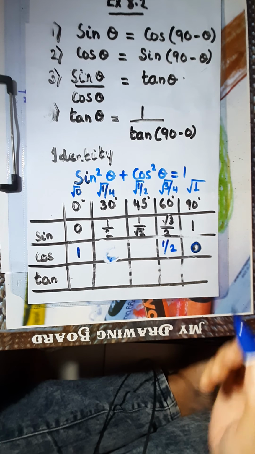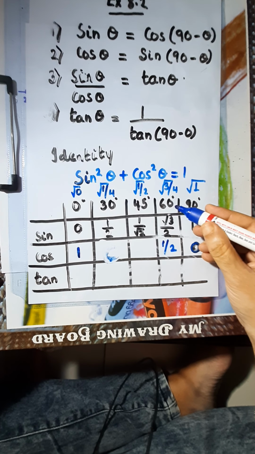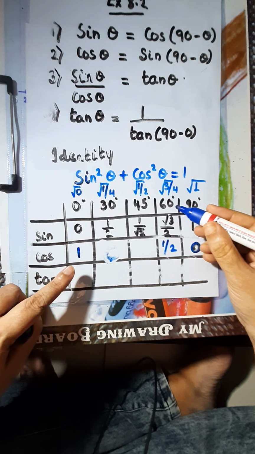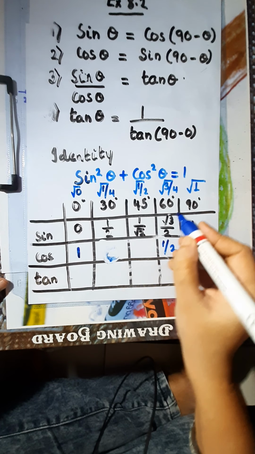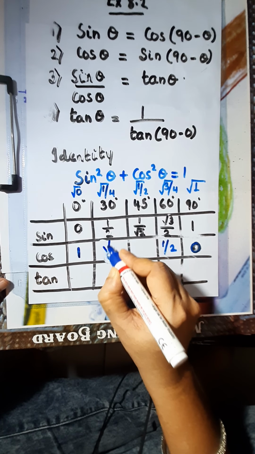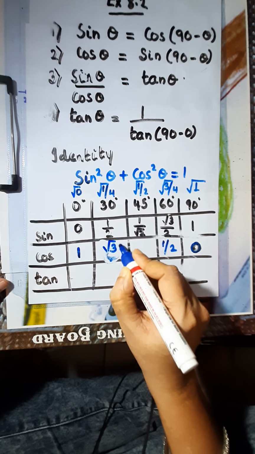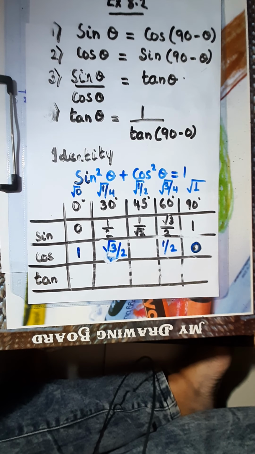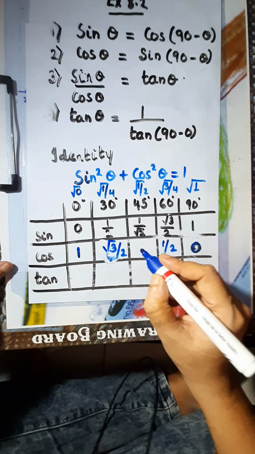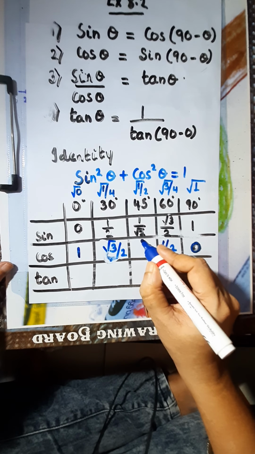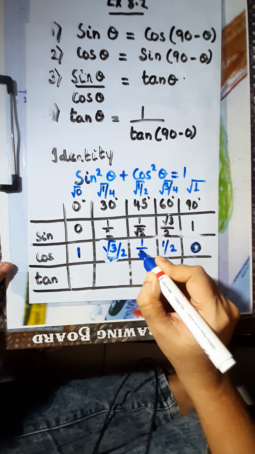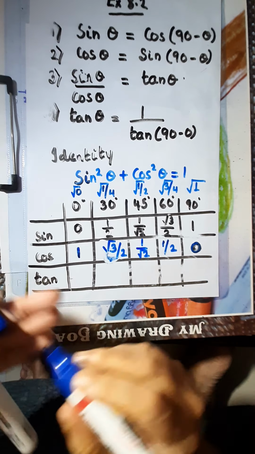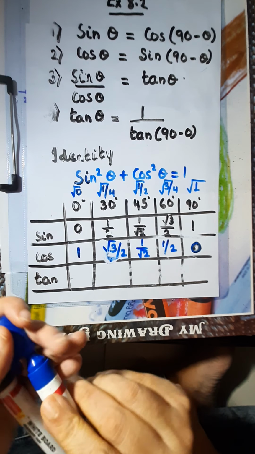Now sine 60 is equal to cos of 90 minus 60, so root 3 upon 2. And sine 45 is equal to cos of 90 minus 45, that is 45, so 1 upon root 2. Is that clear? So we got my values of cos.